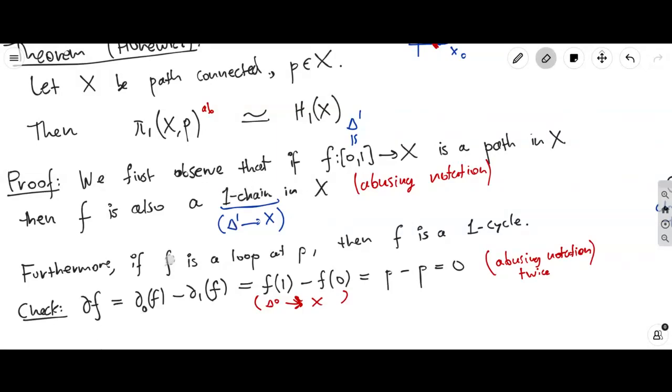So we are abusing notation, but it makes sense that we get the boundary of f, the boundary of that one chain. We're kind of switching the way we're thinking here. We take a loop, we now think of it as a chain, and we calculate the boundary of that chain, and we see that it's 0. And so that means that f is a cycle.